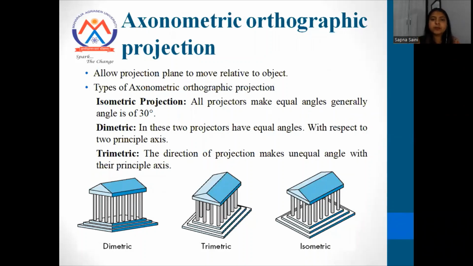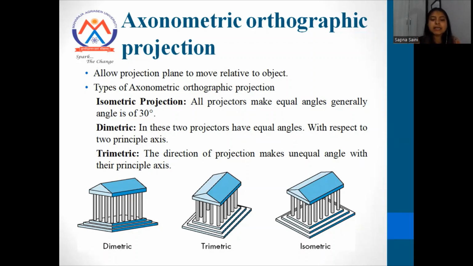Next, we have axonometric orthographic projection. So it allows the projection plane to move relative to the object. When the projection plane moves relative to the object, that means the angles and the direction to which the object rotates, the projection plane will move according to that. That means the projection plane is relative to the object. So axonometric orthographic projection is further of three types.